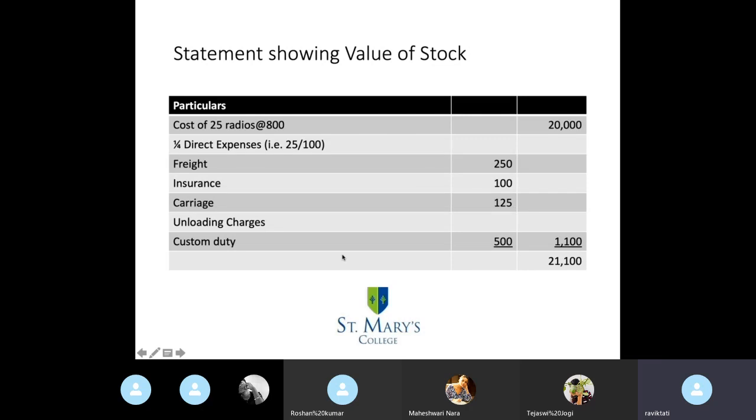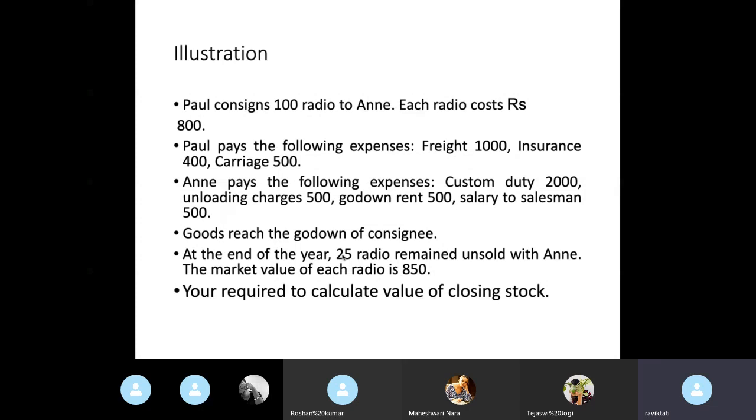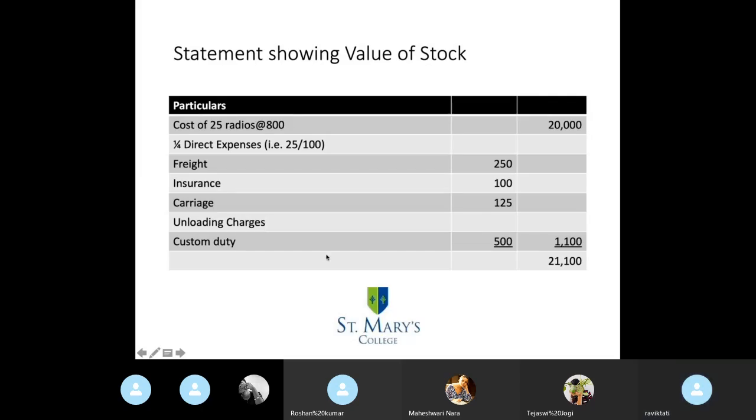Customs duty. Who pays the customs duty? The consignee pays the customs duty. And the total amount is 2000 for all 100 radios. Now, for 25 radios, 2000 into 25 by 100, 500.